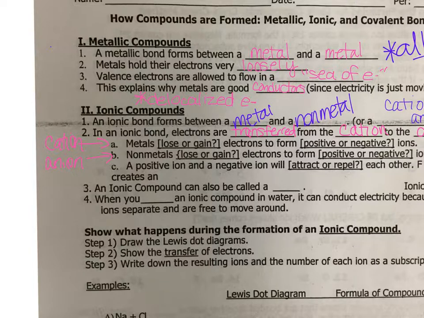Okay, this group can't answer. Well, you can. You can learn. Everyone else, ready? Metals lose or gain electrons? Lose. Good. To form positive or negative ions? Positive. Can you see I'm drilling this into your heads? Make sure you don't forget this stuff. Non-metals, lose or gain? Gain. Become? Good. So a positive ion and a negative ion will attract or repel? Attract. Good.